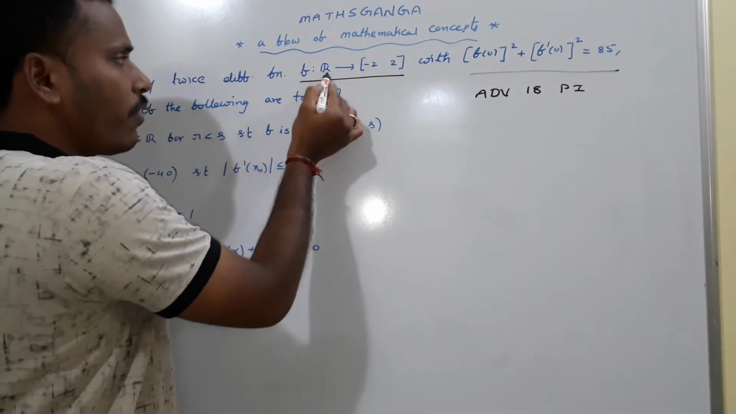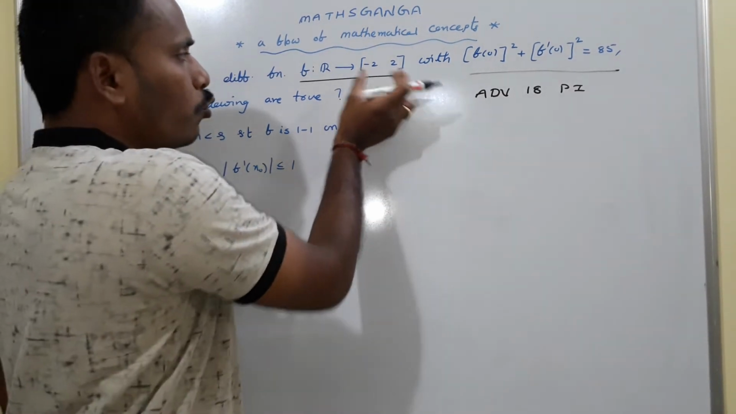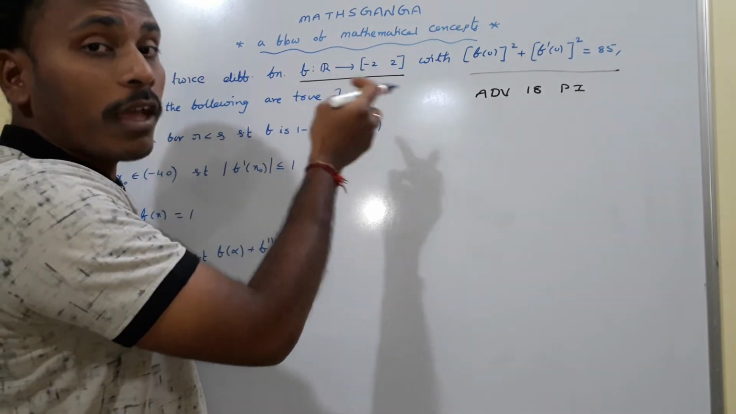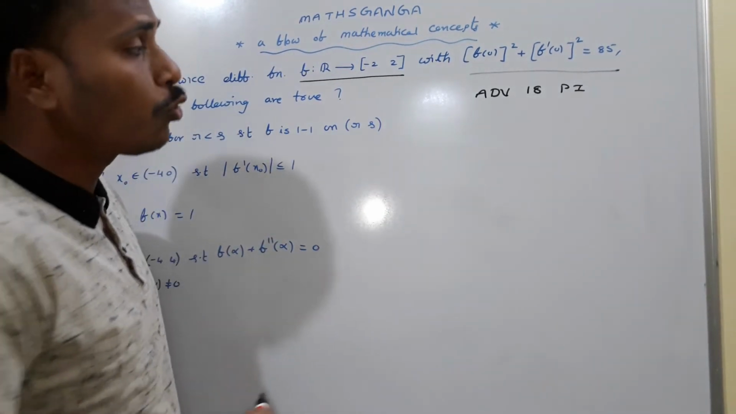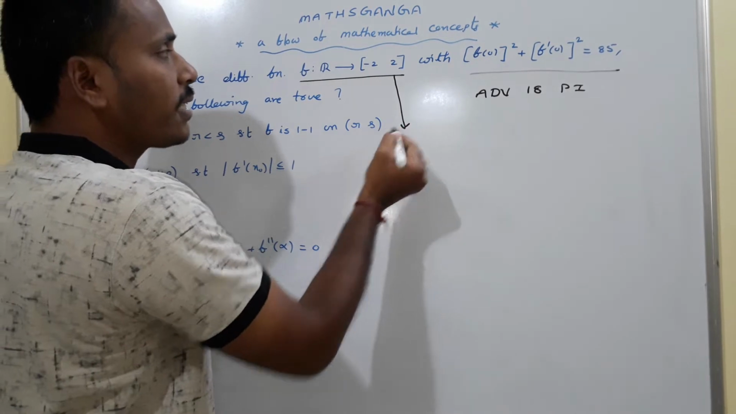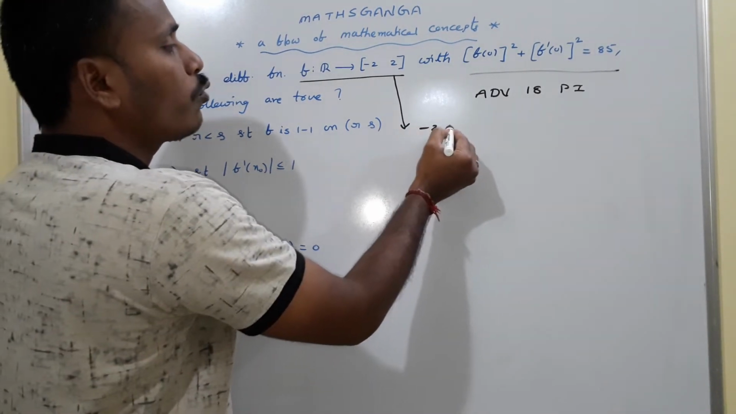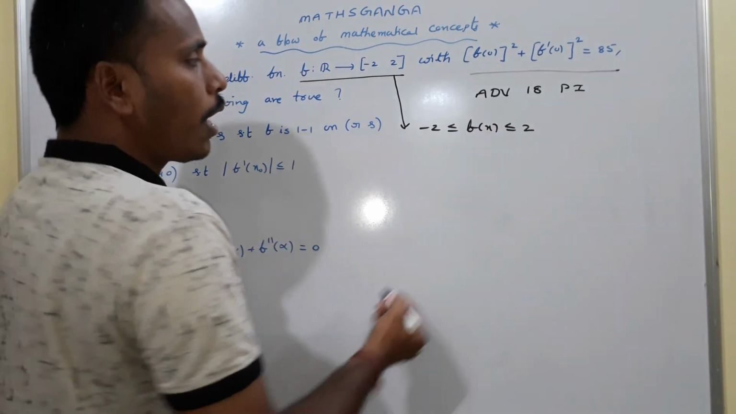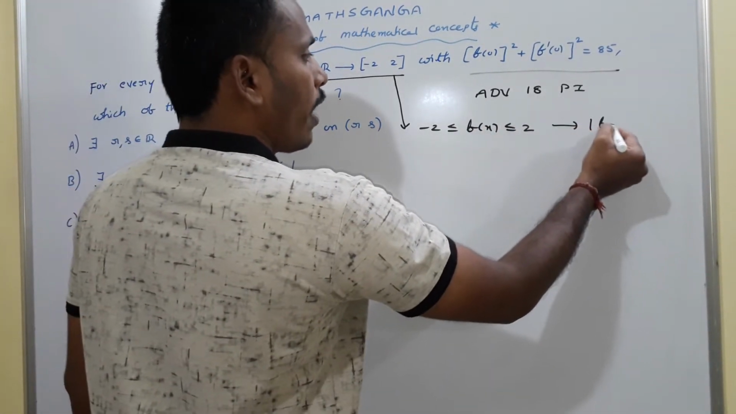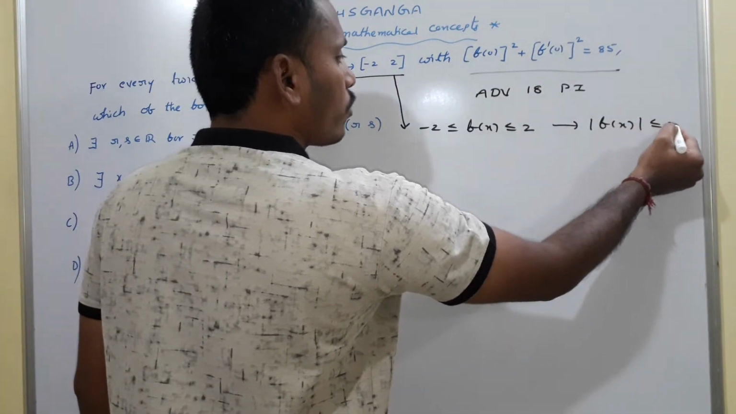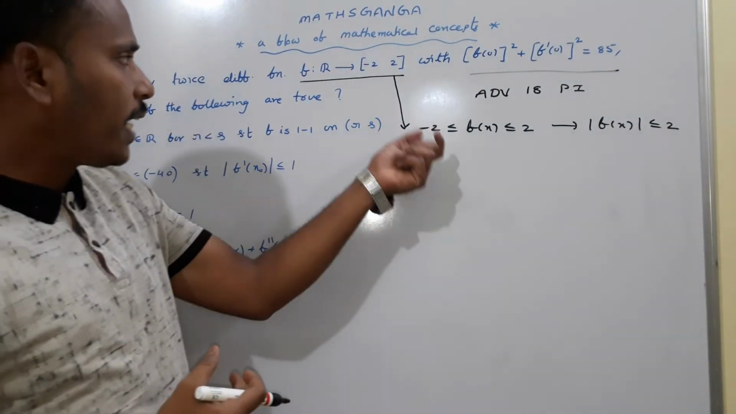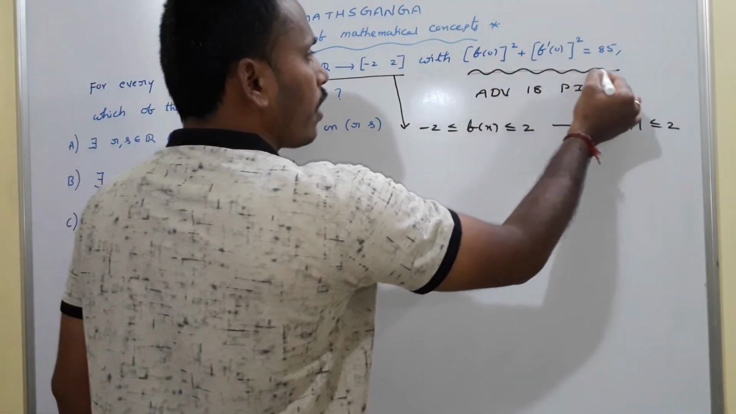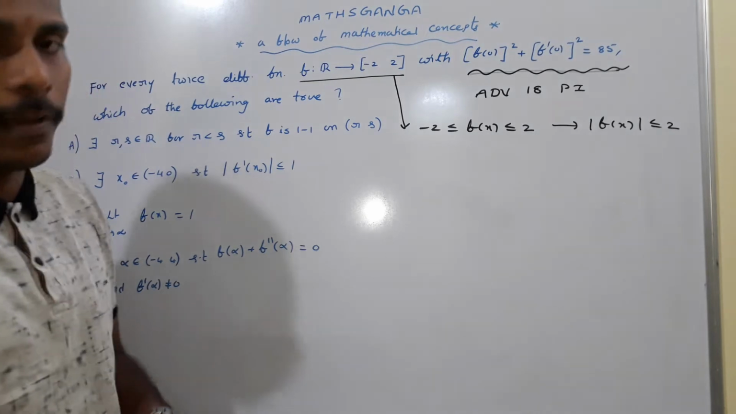First one is f is a function from real numbers to [-2, 2]. In the sense, all the values of f(x) are in the range of -2 to 2. Then directly it suggests that -2 ≤ f(x) ≤ 2, which is nothing but |f(x)| ≤ 2. This is a direct condition given in the problem. And we have another one, that f(0)^2 + f'(0)^2 = 85.